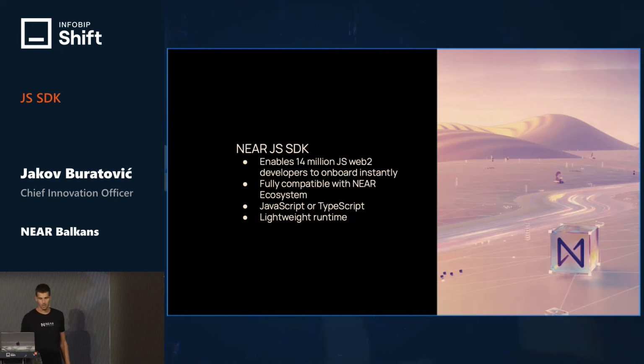But now, we have the NEAR.js SDK. And this properly enables like 14 million JavaScript developers to get onboarded instantly. It's fully compatible with NEAR. So you write your project in JavaScript, you deploy it. It can communicate with all kinds of different DeFi, NFT applications, metaverses, or whatever else is deployed on the NEAR blockchain. Plus, it will also be able to interact with Aurora contracts because they somehow managed to deal with this interoperability problem. So basically, there are no limits there.